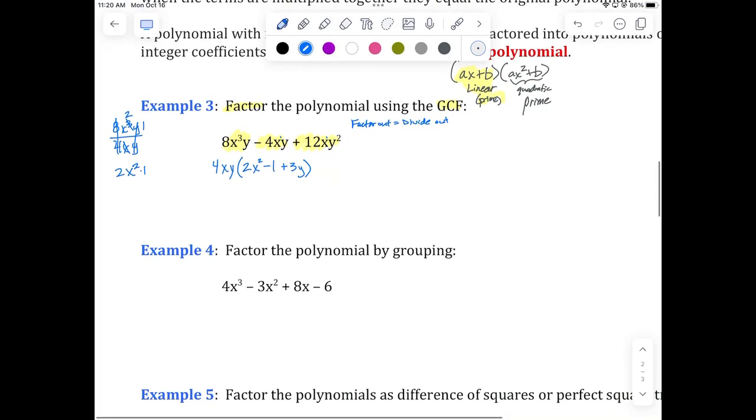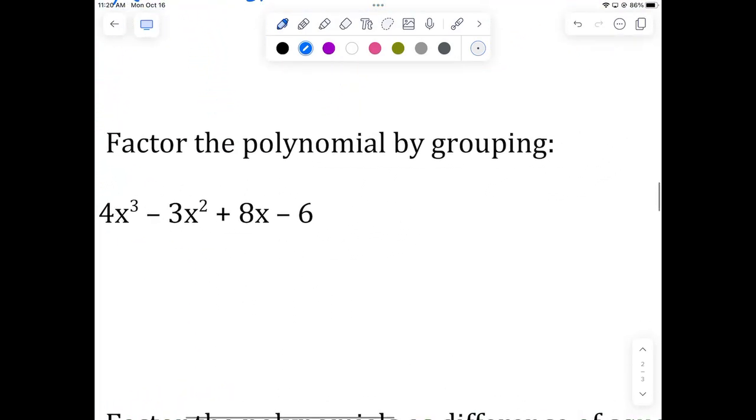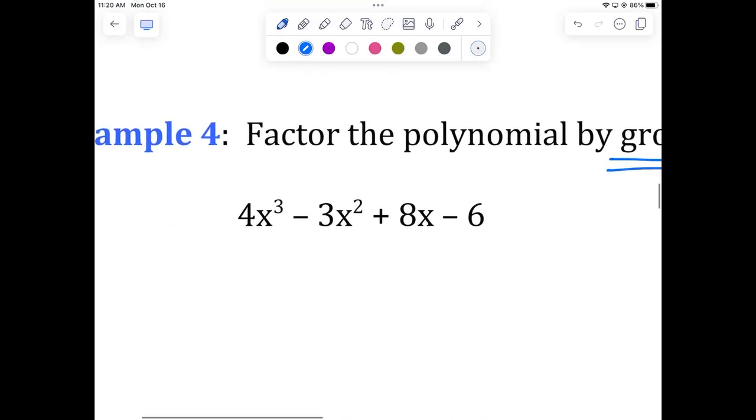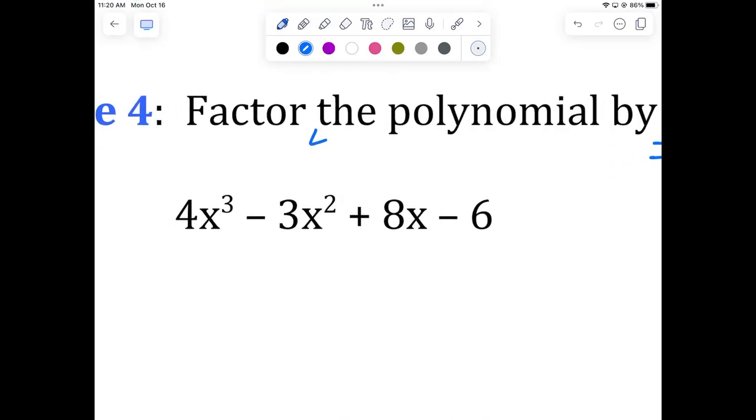Okay. Factor the polynomial by grouping. I'm glad it said how to do it. How many terms do we have here? 4 terms. Okay. When you have 4 terms, you are not going to unfoil it. We only unfoil 3 terms like we did in the warm-up.